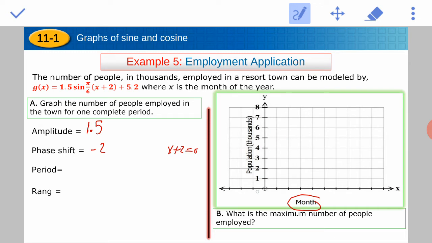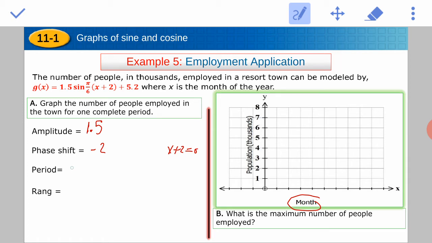Maybe it's the previous year. So don't take it as a math error and say time cannot be negative. We can consider this is the current year and this is the previous year. So there is a phase shift of -2 of that graph, 2 units to the left.